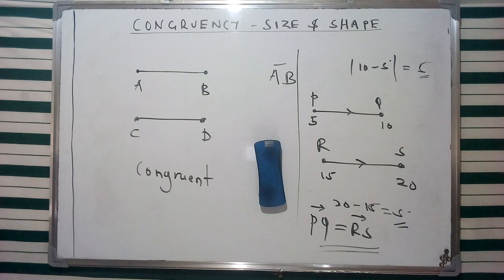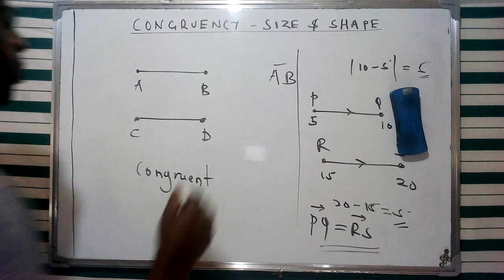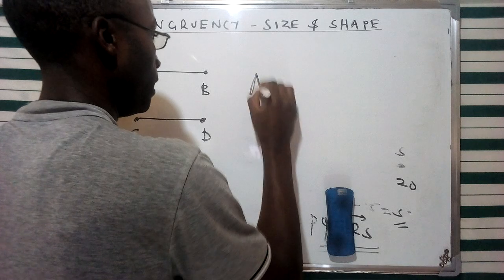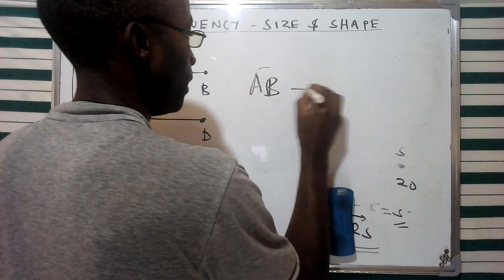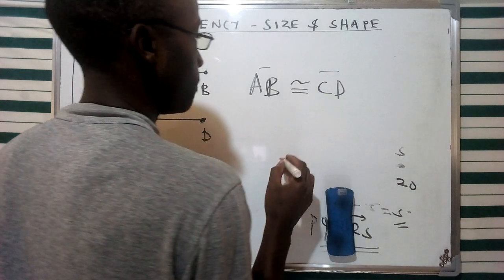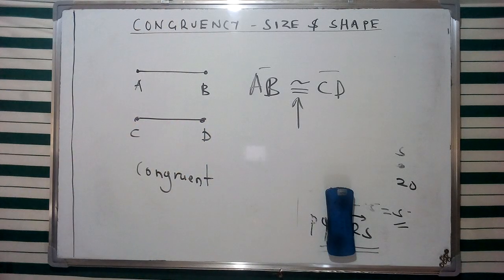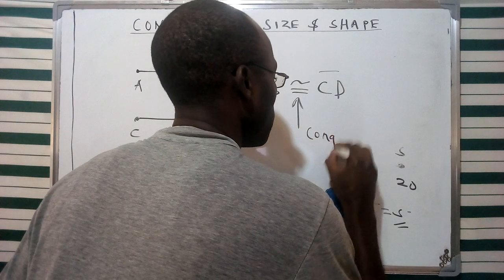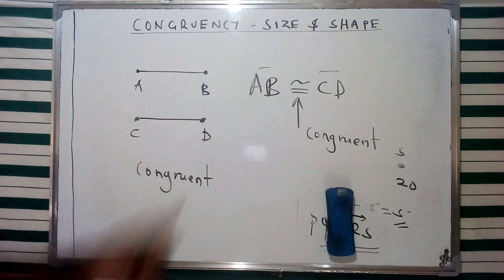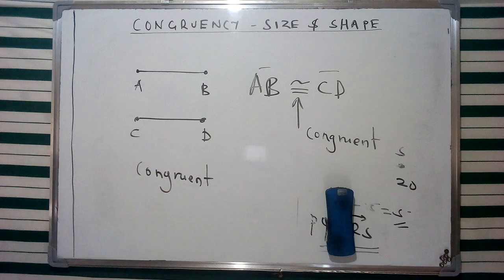To denote that segments AB and CD are congruent, we can give an algebraic representation, whereby we have AB congruent to CD. Take note of this specific notation we are going to use. The notation in between here refers to congruent. Congruent describes segments, angles, triangles, and polygons which have this aspect of equality.